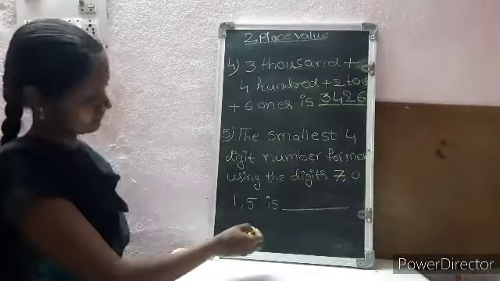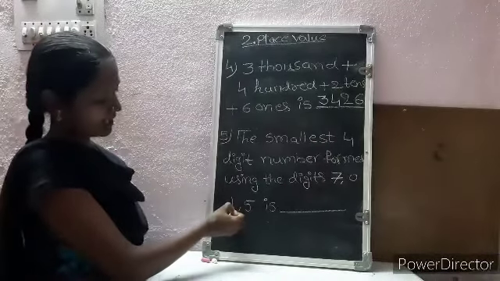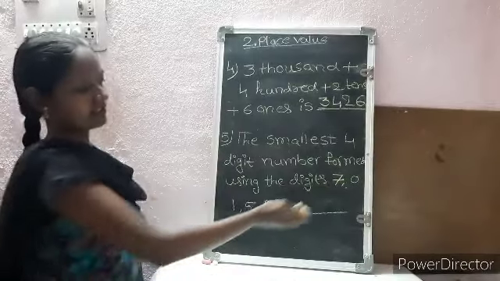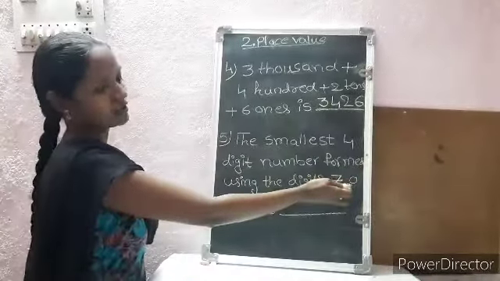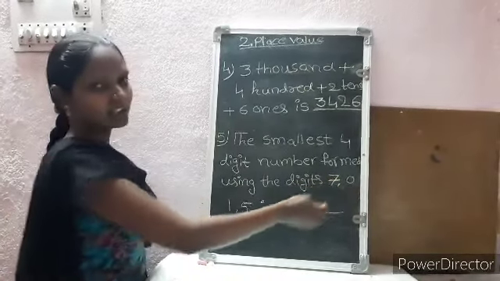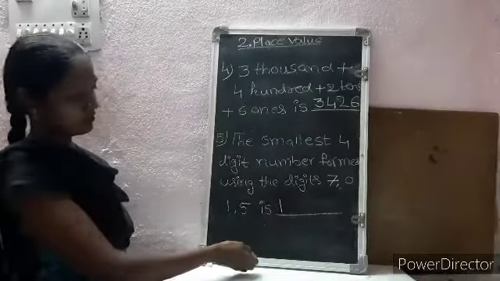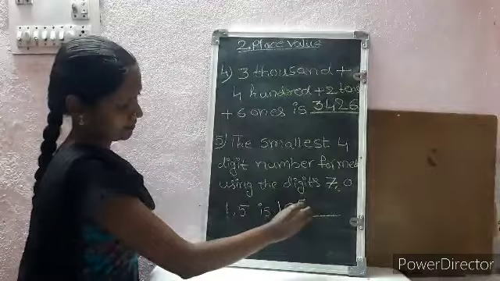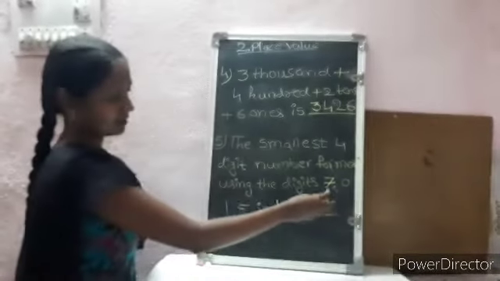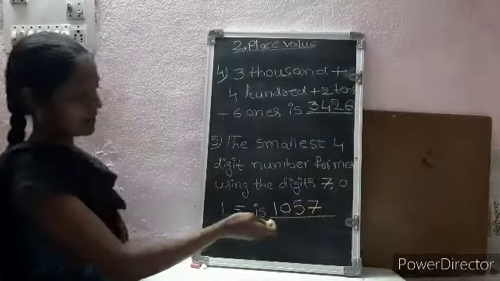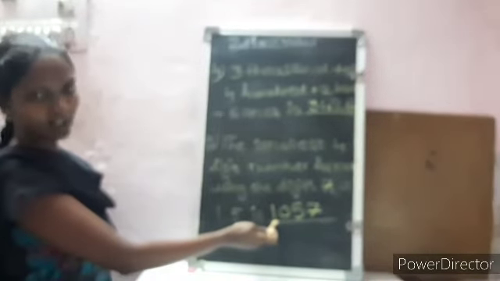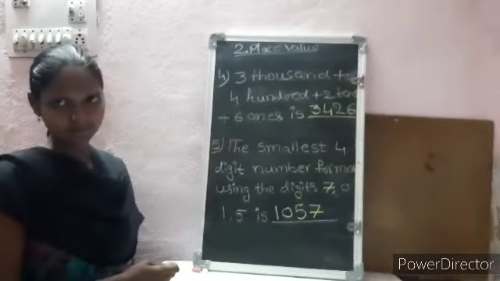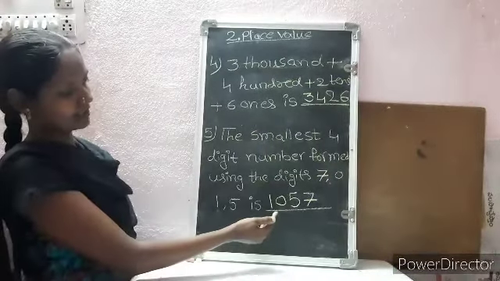Here, what is the smallest digit? 1, not 0. Any number does not start with 0. We can't write a number that starts with 0. Here, 1. Now, 0. Now, 5 is the smaller number compared to 7. Now, 7 last. What is the number? Smallest 4-digit number? 1,057.